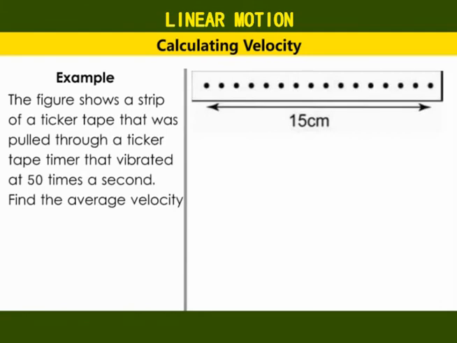For example, this figure shows a strip of a ticker tape that was pulled through a ticker tape timer that vibrated at 50 times per second. Let us find the average velocity of the motion.